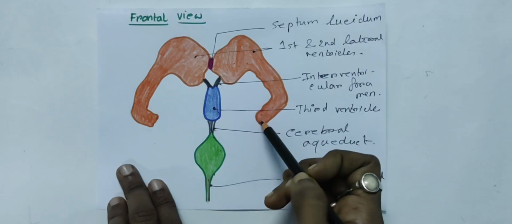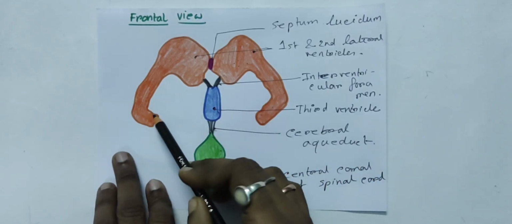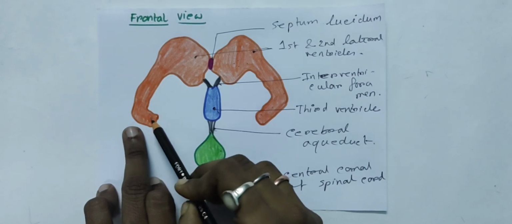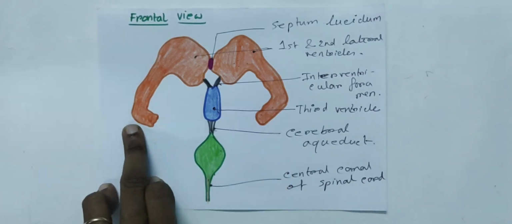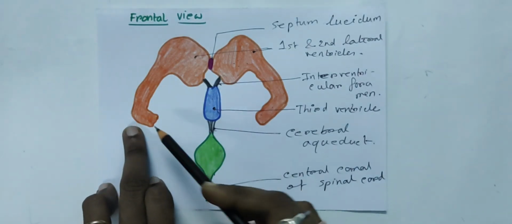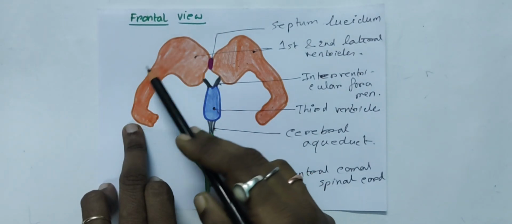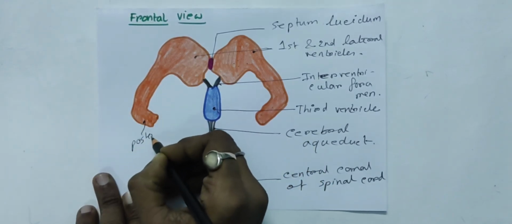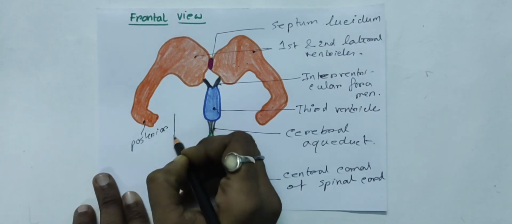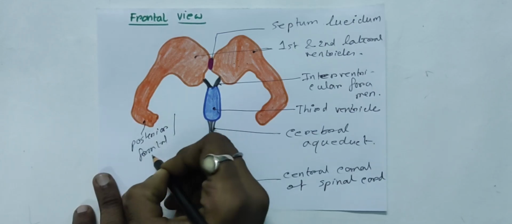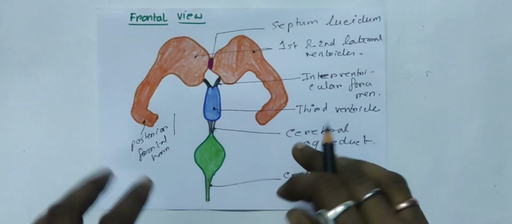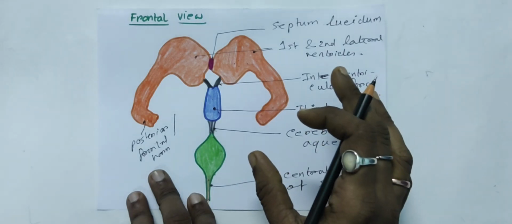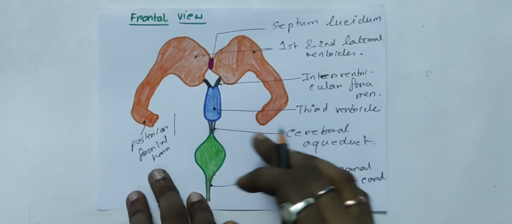In this diagram, this is the posterior horn, anterior horn, and this is the occipital, anterior or the frontal, posterior or temporal, and occipital. Actually, these 3 horns, lateral ventricle actually has these 3 horns.